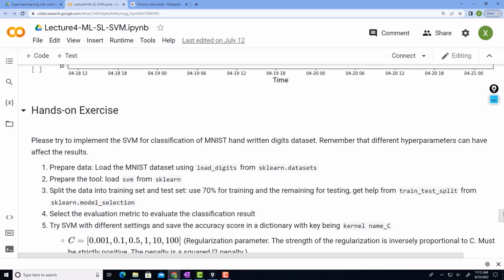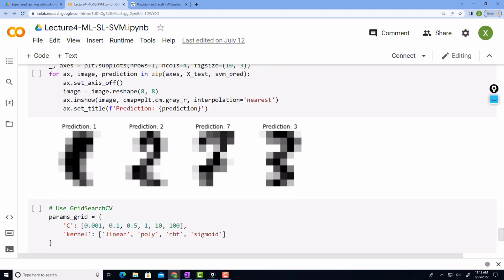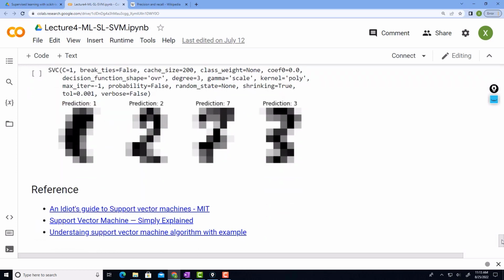This actually is for your homework. Basically, you were asked to do the classification. Again, this is a multi-class classification problem. So basically, you're looking at the handwritten digit image and trying to tell what the digit actually is, based on the given image.